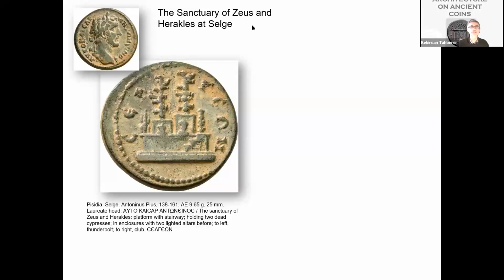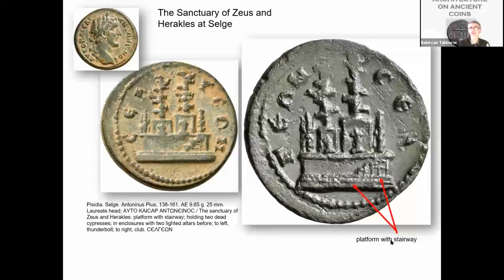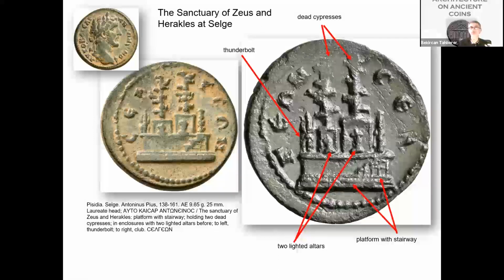Okay. Anyways, here is a kind of shrine, an open air altar from Selge in Pisidia, southwestern Anatolia. When you look at it, it is really difficult to decipher what's happening here. It is known as the sanctuary of Zeus and Heracles. There is a platform with a stairway, as you can see here, and two lighted altars in the foreground. And there is a thunderbolt set on the left-hand side. And then there are two dead cypress trees. And there is a club on the right-hand side.